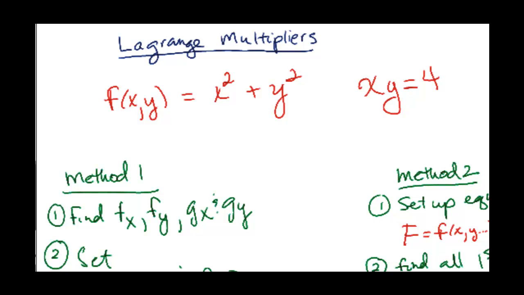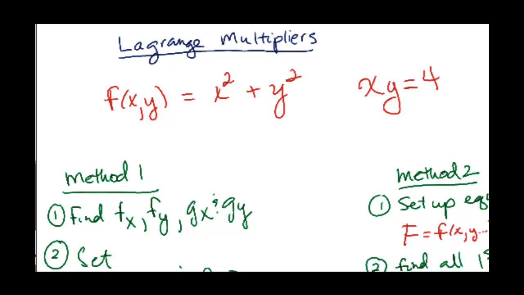Today we're going to be looking at Lagrange multipliers. The Lagrange multipliers method is used to optimize, in other words, find extreme values, maxes or mins, however you want to put it, of multivariable equations with constraints. Okay, that was quite a mouthful.